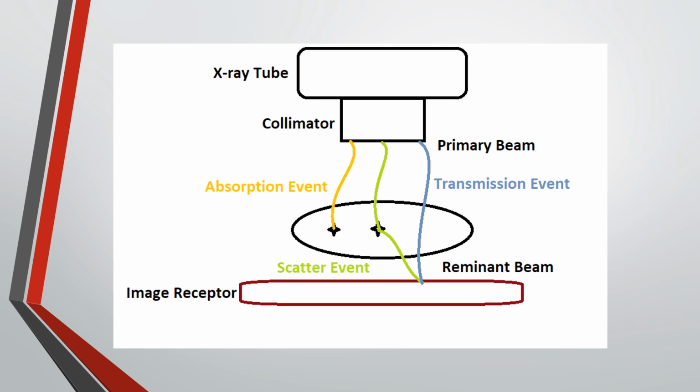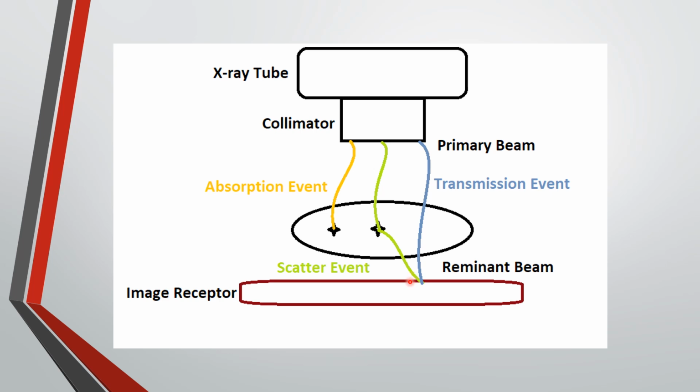So let's look at this here. We have the primary beam that's produced, and then we have the remnant beam. In order to form an image, we want a certain number of absorption events to occur, and we want a certain number of transmission events to occur. We don't want necessarily any scatter events to occur. That's only going to cause fog and cause more grayness on the film, but we can't prevent that. We can't prevent the scatter events to any degree.